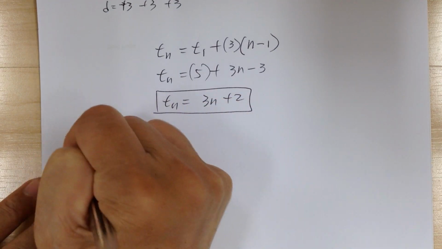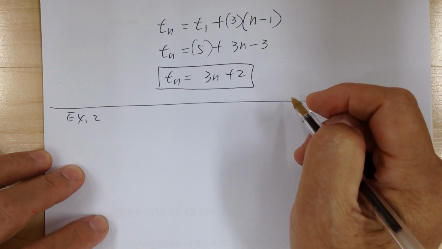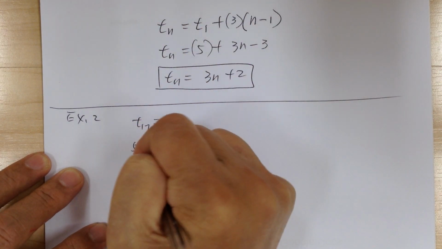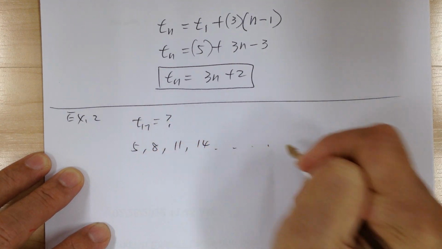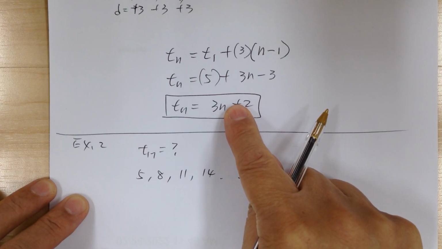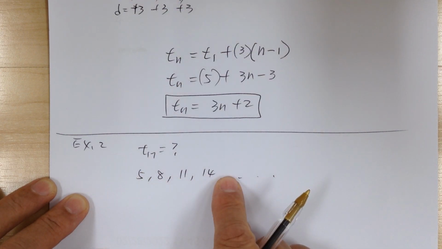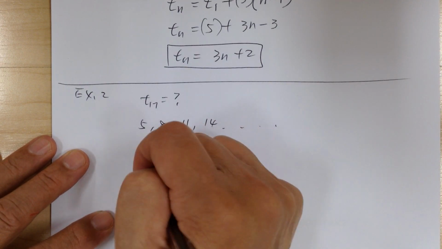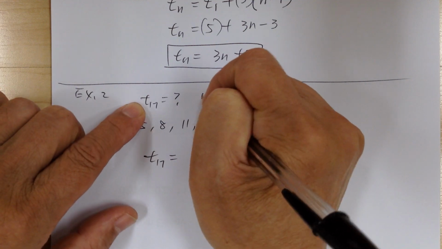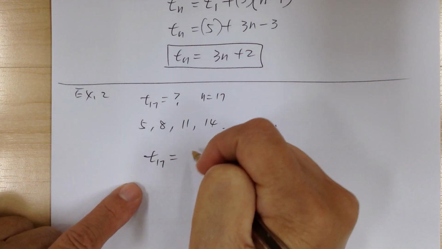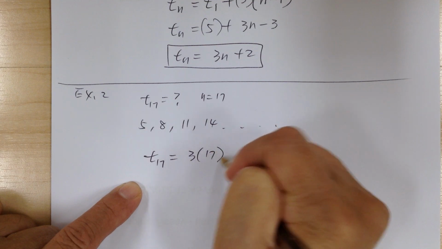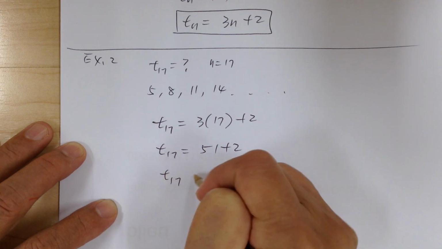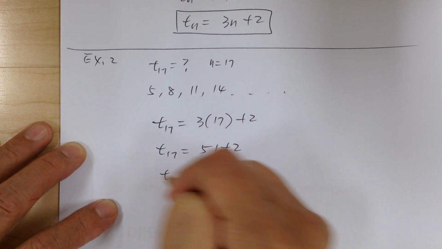Now example 2. It says find T17 for this problem. Again, you have 5, 8, 11, 14, and so on. Since we already have the formula for this problem, we can use it. If the sequence is different, you have to start from the beginning to get your formula. T of 17 means n equals 17. So T of 17 equals 3 times 17 plus 2, which is 51 plus 2, so T of 17 equals 53.